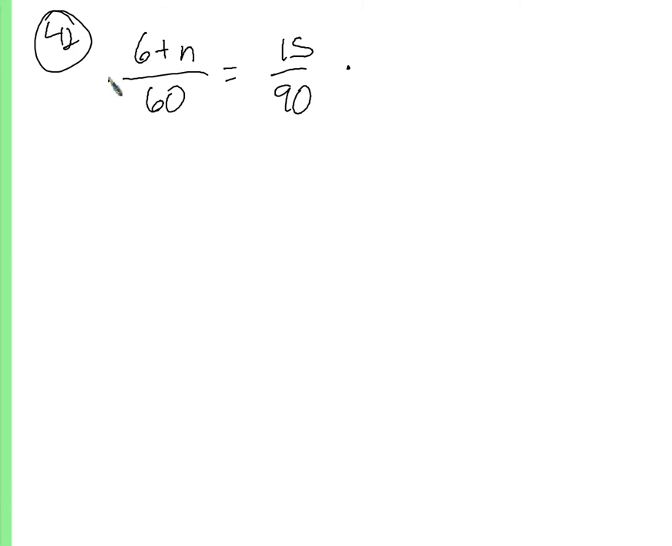60 over 1, multiply by 60. This side, let's see, 60 and 90 have a 30 in common. 3 and 15, they share a factor, that leaves 5. So on this side, we have 10. Over here, what happens when we multiply this fraction by 60?